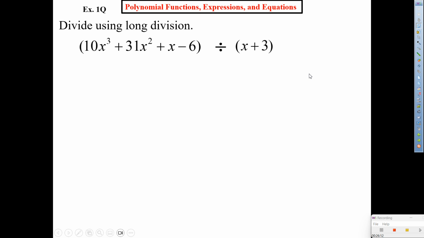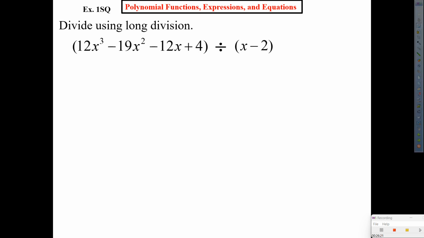All right, let's do another one. Copy this one, example 1 super cube. 12x cubed minus 19x squared minus 12x plus 4 divided by x minus 2. Shouldn't take you long now. Copy that one and go. All right, check with the neighbors, see what they got. All right. Looks like Monse is done. Very good, Monse.